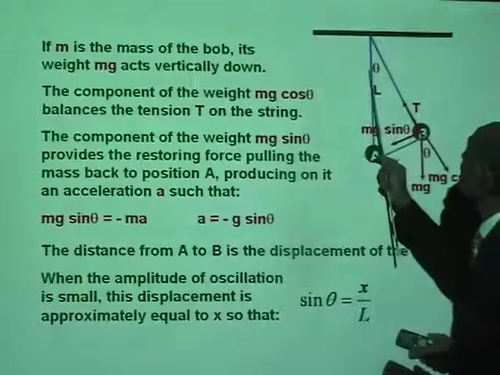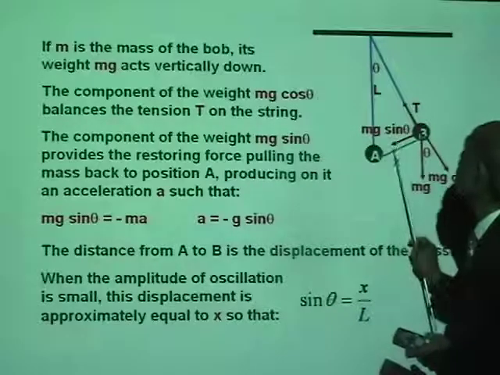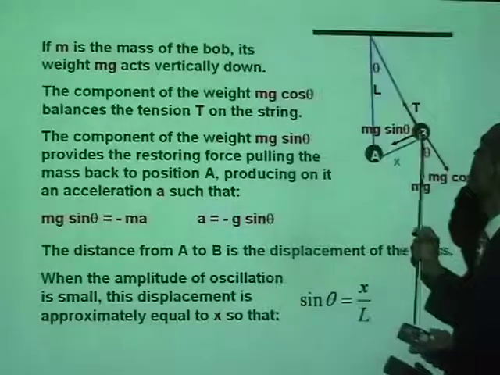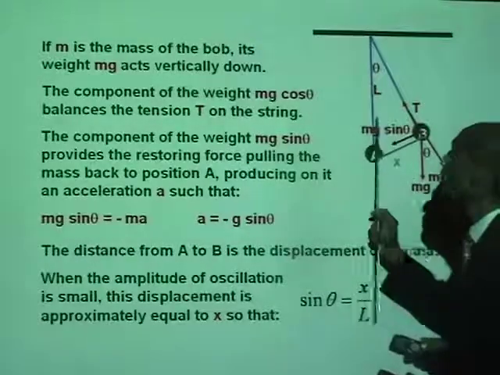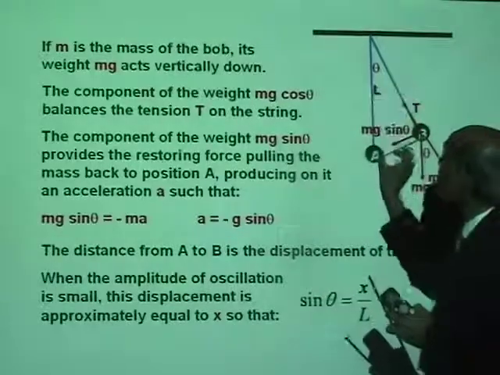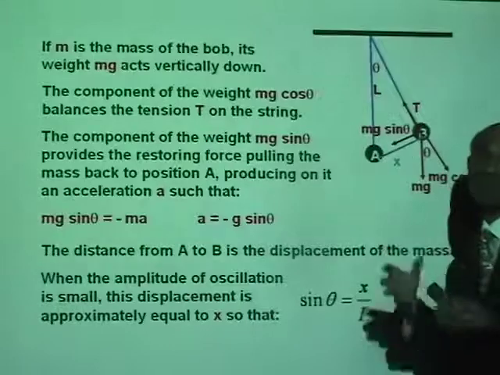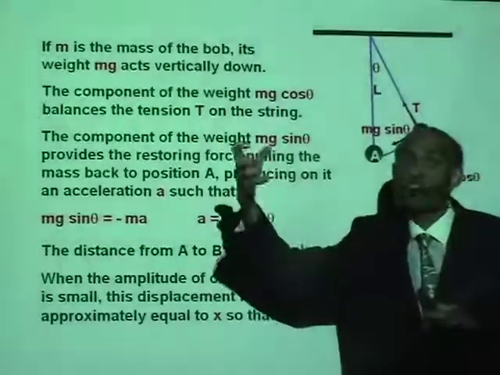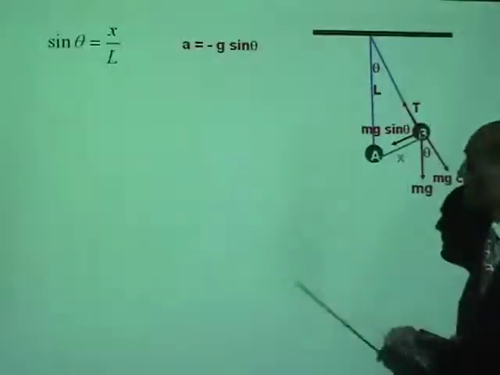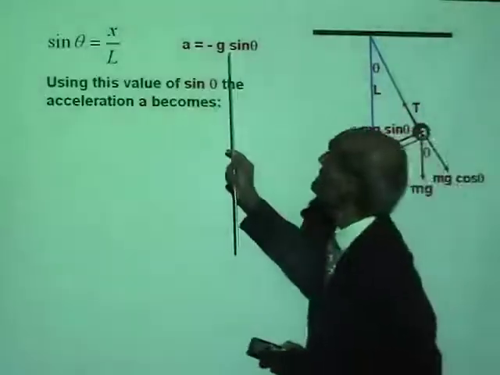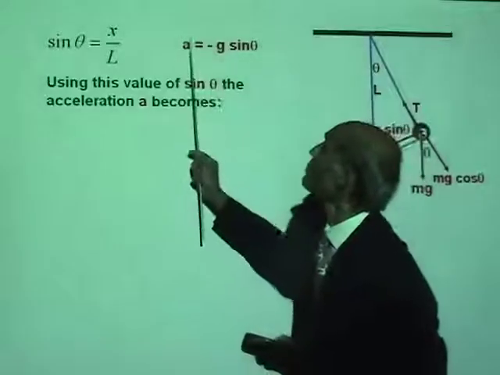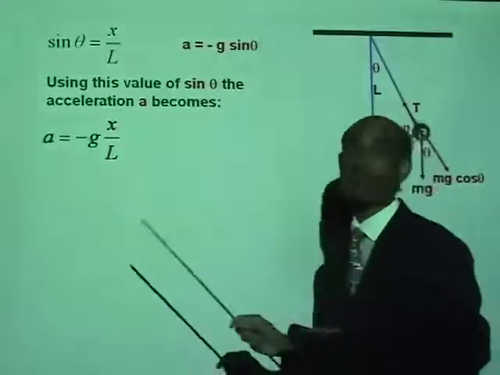This is the sine theta. Sine theta is opposite side divided by the hypotenuse. So sine theta equal to x over L, which is an approximation. It works only when this angle theta is very small. If the angle theta is large, that approximation is a very poor approximation. Alright, now if you replace sine theta by x over L, can you now rewrite the equation for acceleration?